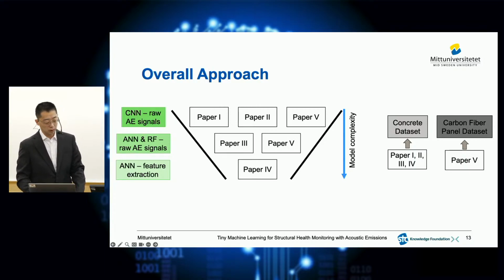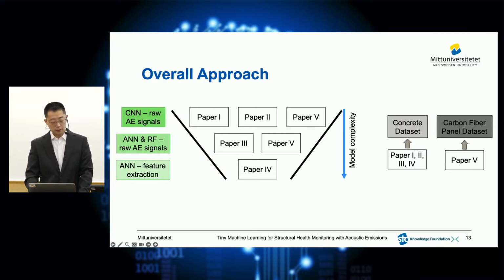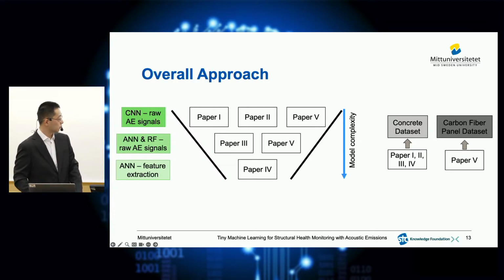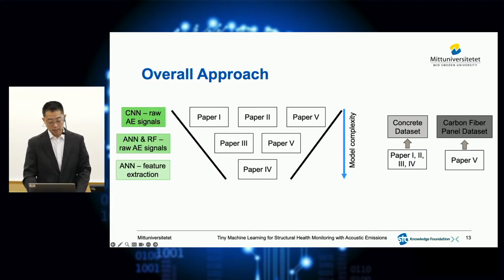We go to artificial neural networks and random forest with raw acoustic emission signals to try to improve the inference time and try to reduce the memory consumption and power consumption. And then at the end, we go even further with feature extraction with artificial neural networks.